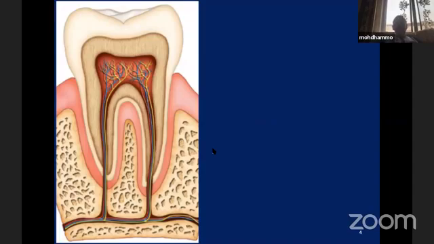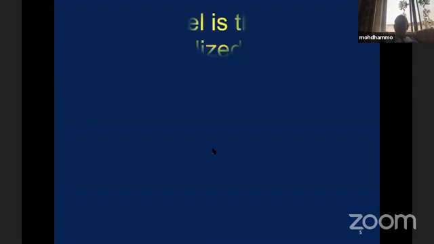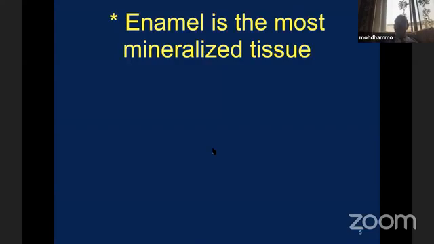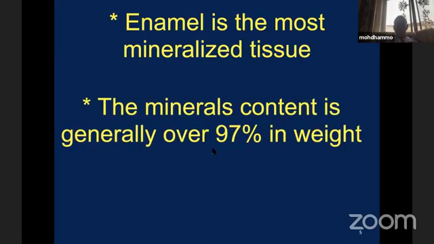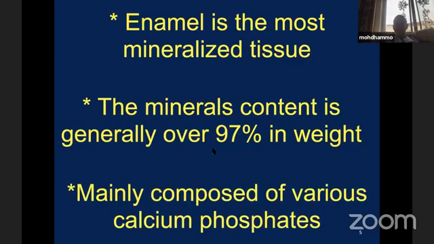Let's take a look at the enamel. The enamel is the most mineralized tissue in the body. The mineral content is generally over 97% in weight, and it's mainly composed of various calcium phosphates.